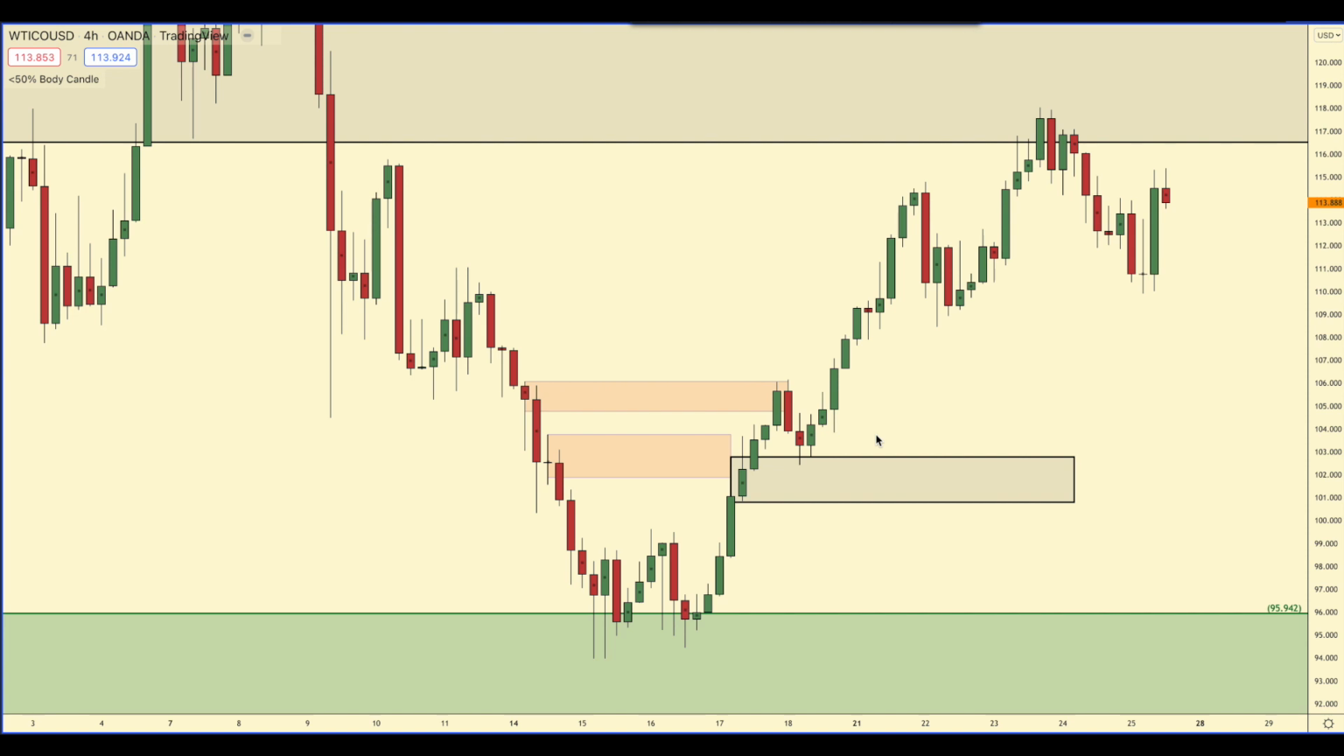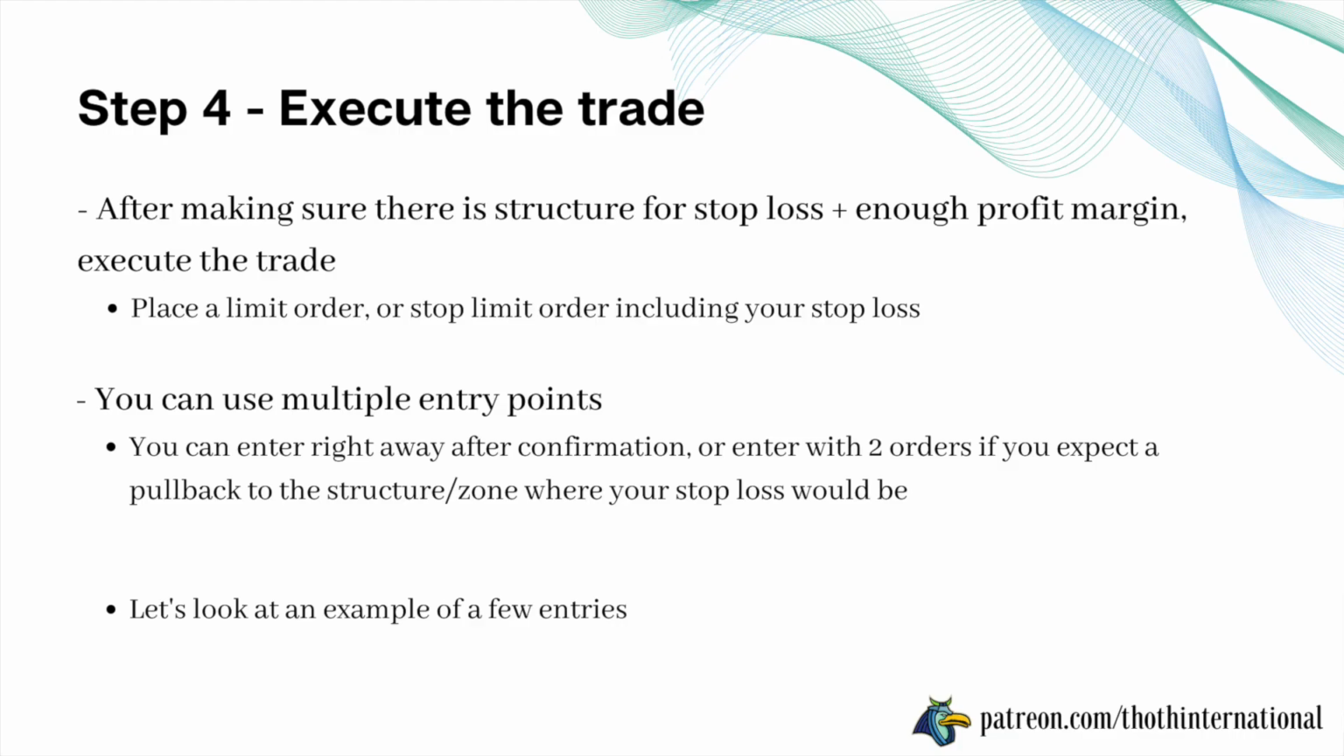On to step 4, it's actually executing the trade. So we make sure that there's the structure for the stop loss and enough profit margin. We place a limit order or a stop limit order, including your stop loss. I pretty much already went over this, but like I said, you have that buy limit order that you could do where it's essentially like a breakout trade, or you just wait for your order to pull back and trigger.